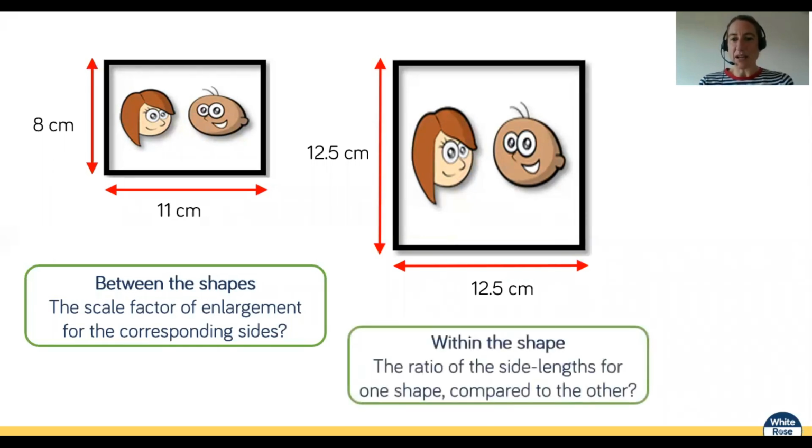But it's also interesting to look at the within shape side length ratios as well. So here we can see that the ratio of the side lengths for the shape on the right, well, we can see it's 1:1. Both of the lengths are the same, and that's clearly not the same for the shape on the left. So they can't be mathematically similar.